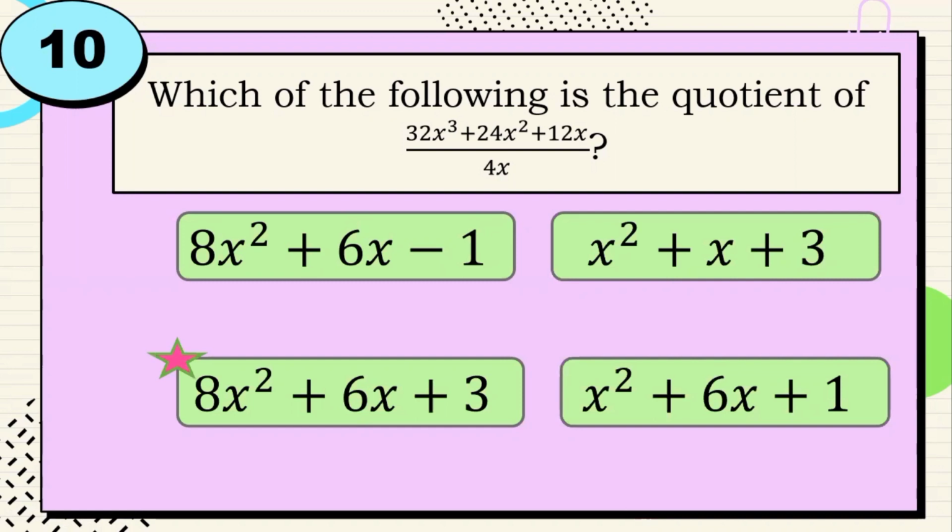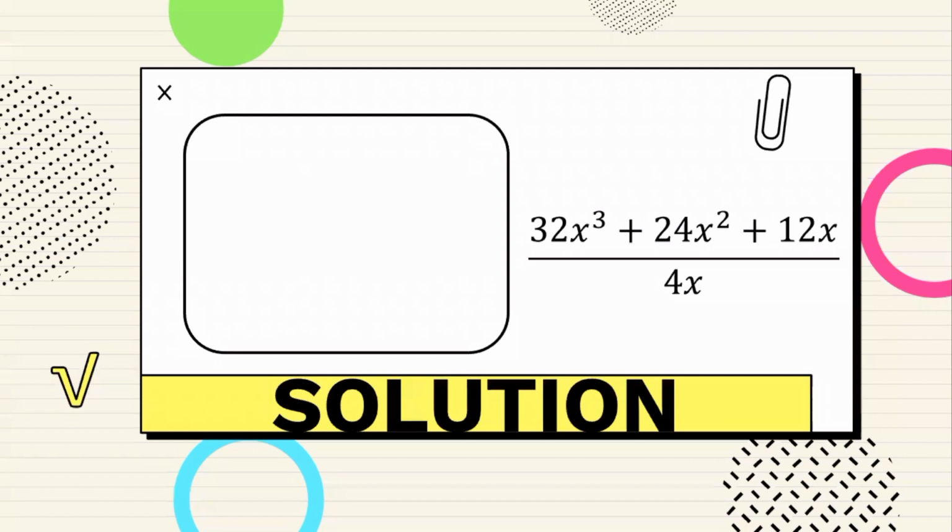Paano po natin nakuha yung 8x squared plus 6x plus 3? Okay, remember, when you are dealing with the quotient of or dividing polynomials, or division of polynomials, you have to recall the quotient law of exponent or power of a quotient or quotient rule under your laws of exponents. And how did we get 8x squared plus 6x plus 3? May we solve now the given. So we have to divide each term of the dividend or the numerator by 4x.